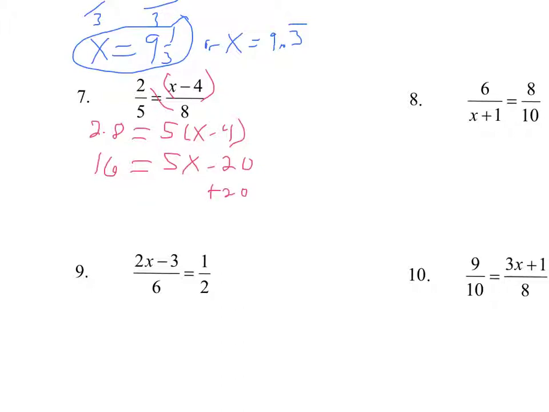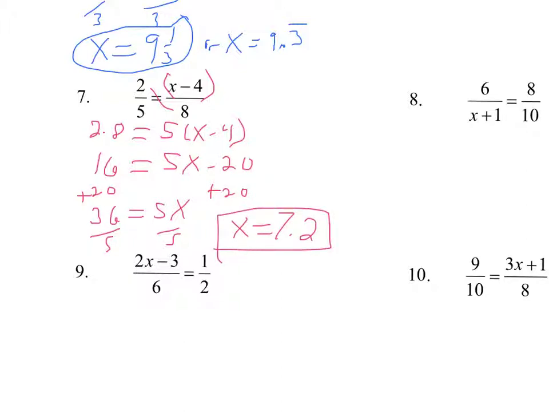We'll add 20 to both sides. Get 36, and we'll divide both sides by 5. So let me type that in here. 36 divided by 5. I get 7.2. I'm not rounding, it just comes out exactly to 7.2.